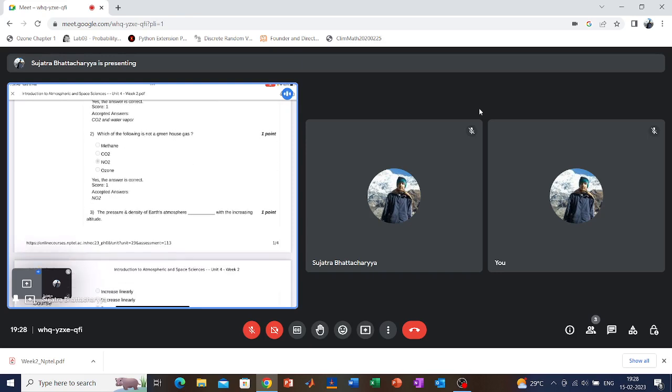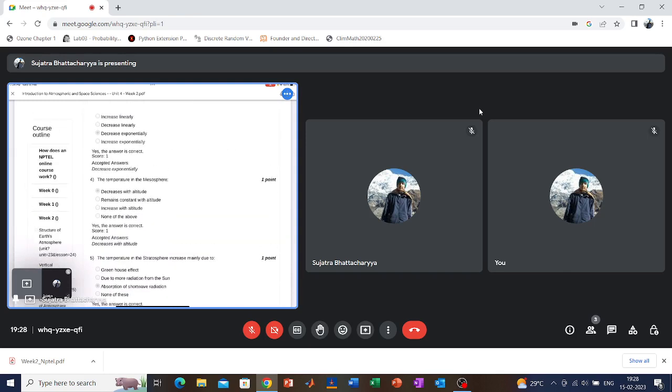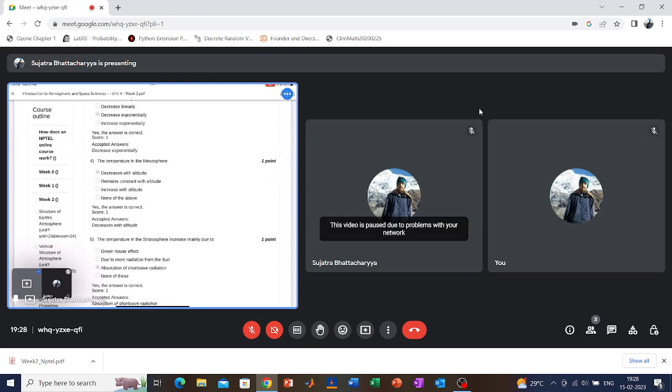Pressure and the density of the Earth's atmosphere, today only we have seen that it decreases exponentially with altitude. Temperature in the mesosphere decreases with altitude. We have seen the zigzag curve in the first lecture, so using that you might have solved it properly. So it decreases with altitude in the mesosphere.